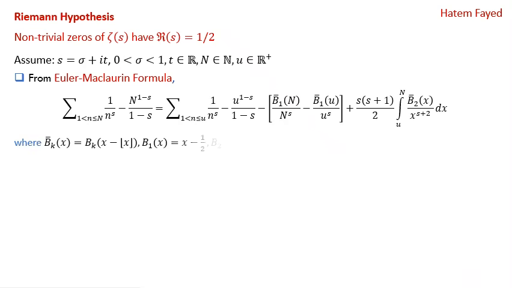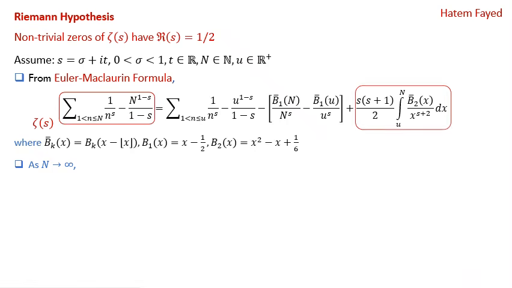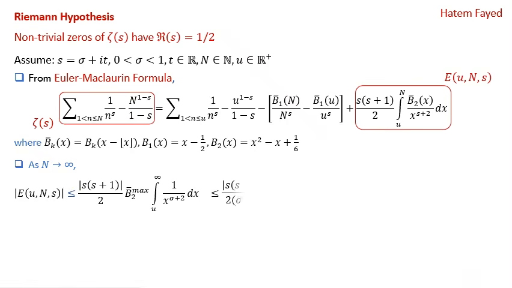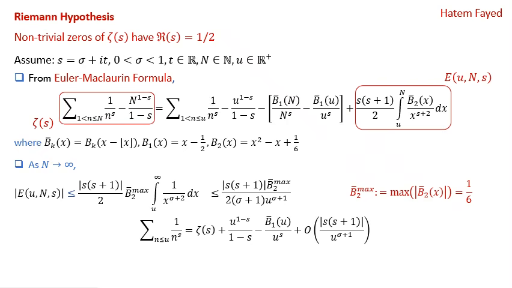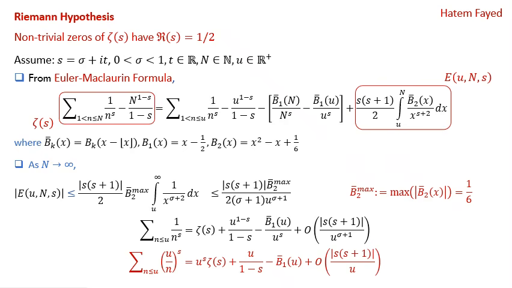where B_k bar is the periodic Bernoulli polynomial, and B1 and B2 are given by these polynomials. So as n tends to infinity, the left hand side tends to zeta of s, and the remainder term here can be bounded by this, and we can evaluate the integral to have this upper limit for the remainder term. Substituting in the above equation, we get this. Multiplying by u to the power s, we'll get this equation.